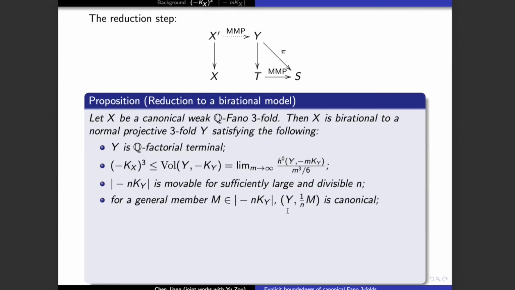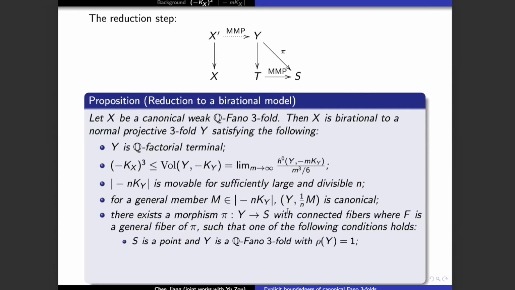And also we have some fibration structure. We have a fibration from Y to S with three possibilities. When S is a point, then Y itself is a Q-Fano threefold with Picard number 1. And when S has dimension 1, then S is P^1, and the general fiber of this fibration is a smooth weak del Pezzo surface.